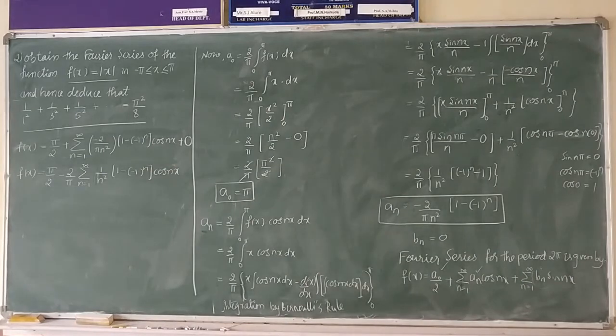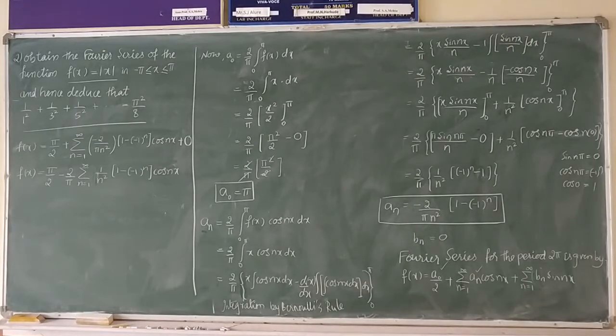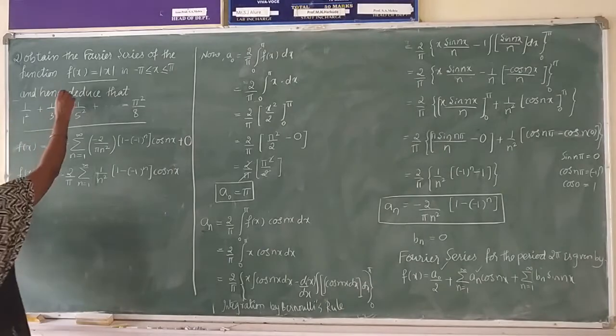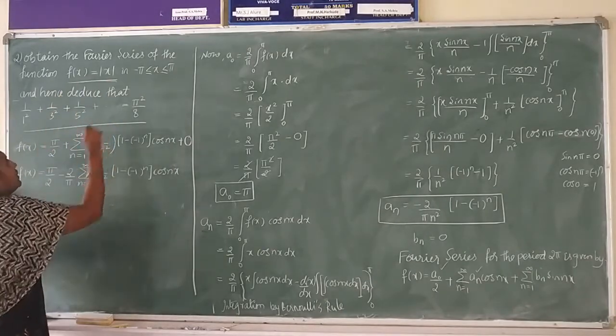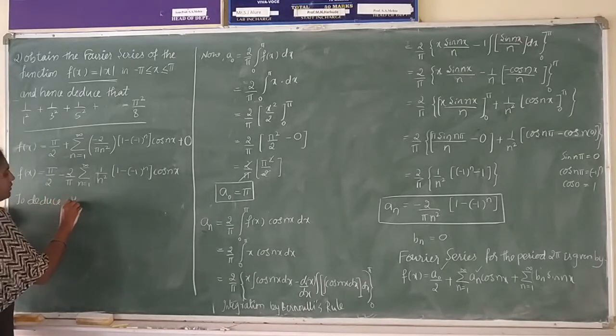This is one part of the solution. Okay, here you can see there are two parts to the solution. One is to find the Fourier series. Another one, they are asking to deduce the series they have given. They are asking to deduce that given series. Now we have obtained the Fourier series. Let us go for the second part, to deduce the required series.